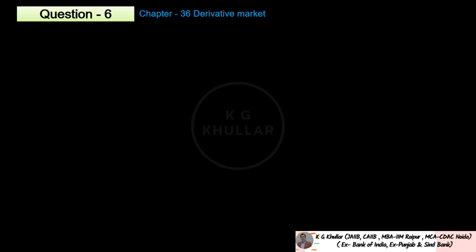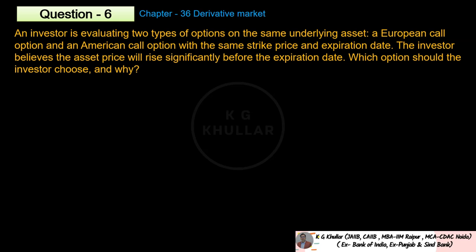Next, let's move forward with our mock test. Then next question is from chapter Derivative Market, and the question is, an investor is evaluating two types of options on the same underlying asset, that is a European call option and an American call option with the same strike price and expiration date. The investor believes the asset price will rise significantly before the expiration date. Which option should the investor choose and why?